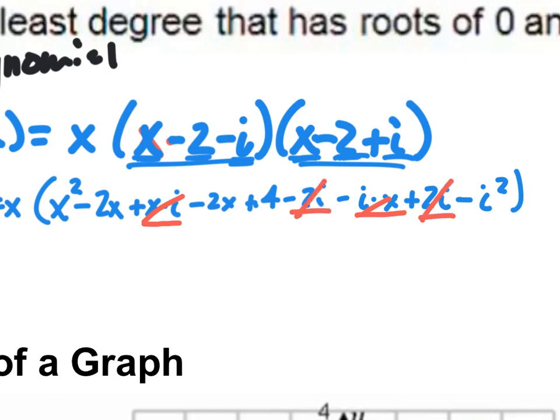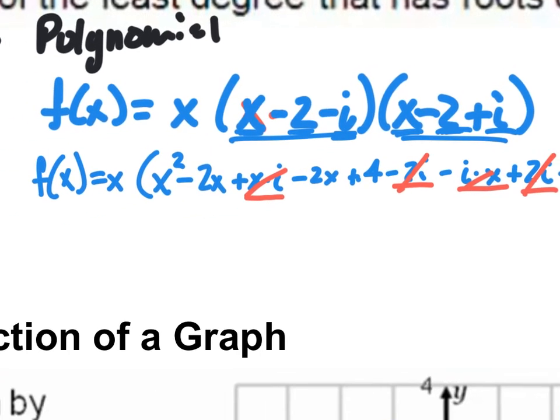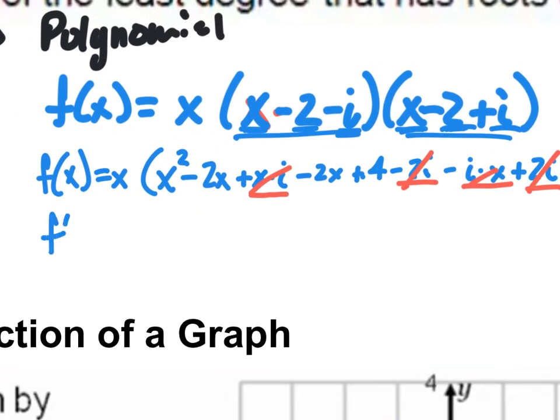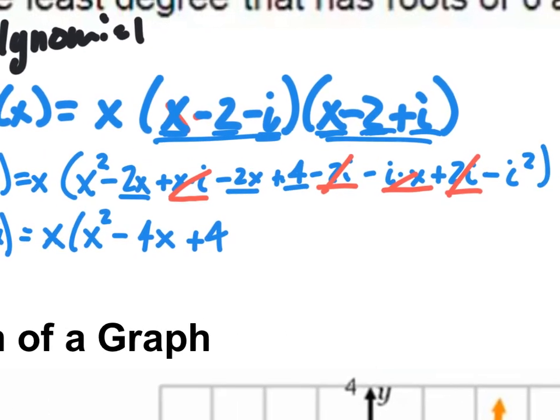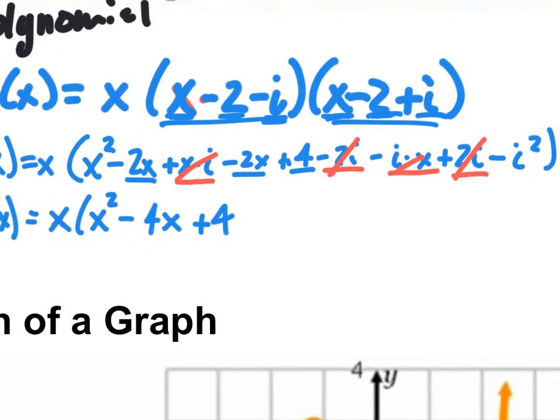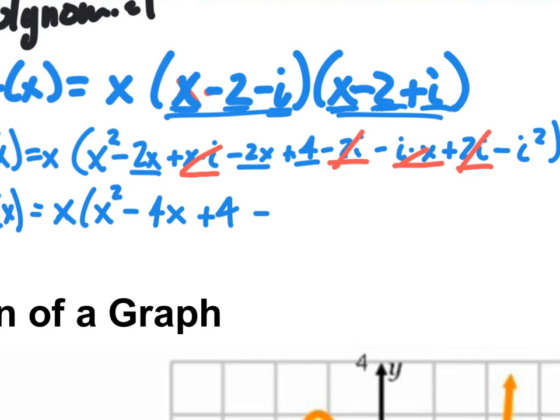So now, let's write down what we have. My function f of x is equal to x times x squared minus 2x minus 2x, so that's going to give me minus 4x. And then I have a positive 4 here. And then what else do I have left? I have that minus i squared. So this is going to be minus, and i squared, remember, is negative 1. And we just leave it like that.